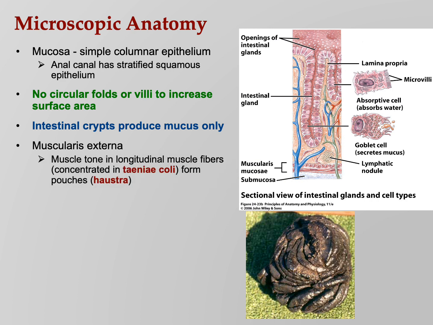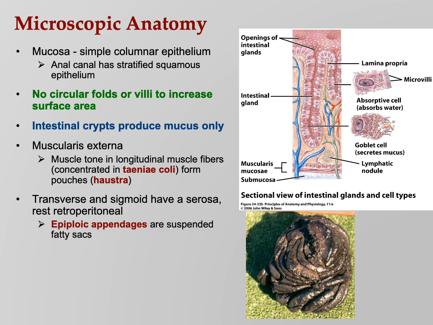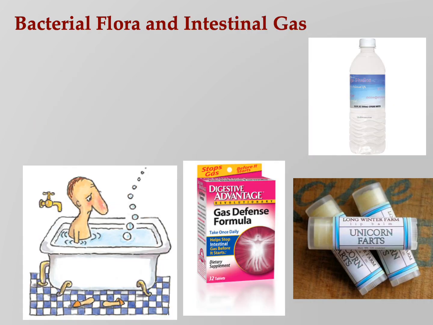Muscularis externa, muscle tone, teniae coli, pouches. It's all what we've talked about. Transverse and sigmoid have serosa and rest retroperitoneal. They're the parts of the large intestine that are retroperitoneal. I won't ask you that. Epiploic appendages are suspended fatty sacs.